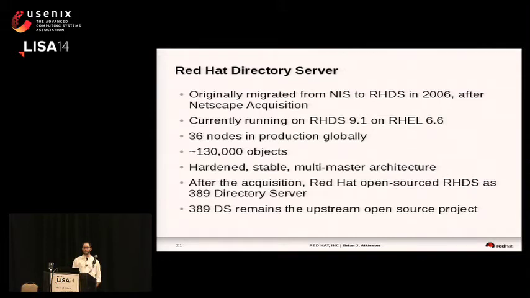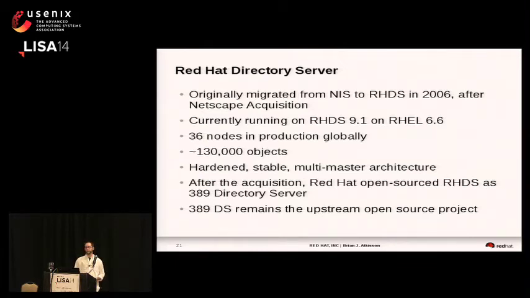We have around 36 nodes in production globally. It varies depending on who's doing what. Our LDAP tree is around 130,000 objects. For a company of roughly 8,000 people, there's a lot more than just user and group accounts there. We found this Directory Server to be a hardened, stable, multi-master Directory Server. Frankly, if it wasn't, Red Hat IT is free to choose whatever applications we want.